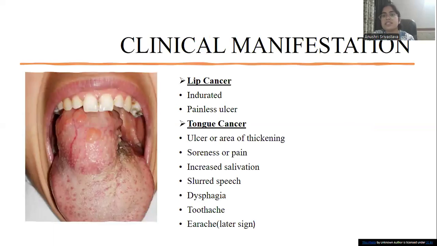Now we are moving to clinical manifestation. As you can see in the picture, this can be seen during oral cavity cancer. So firstly, if the patient is having lip cancer, what will we see? Indurated mass. Indurated mass means a mass collection in the lip only. Okay. Now, second is painless ulcer. We can see a painless ulcer; blisters will form but they will be painless, meaning there will be no pain in them. Okay. Next is tongue cancer.